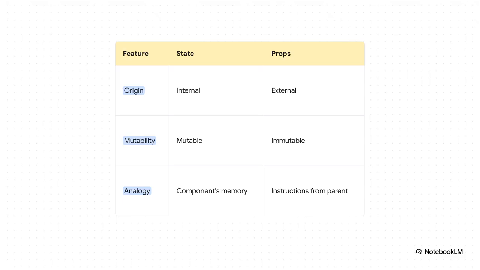Now, props are different. Props are information that gets passed into a component from its parent. They're like instructions. If a parent component tells a button, hey, your color is blue, that's a prop. The button can't change it, it just does what it's told.